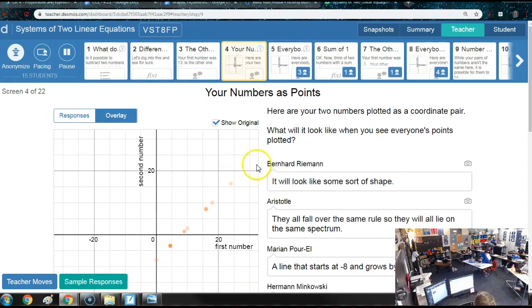So this is interesting. We have a lot of different points that apparently satisfy a rule, and they're all making what looks like a line.